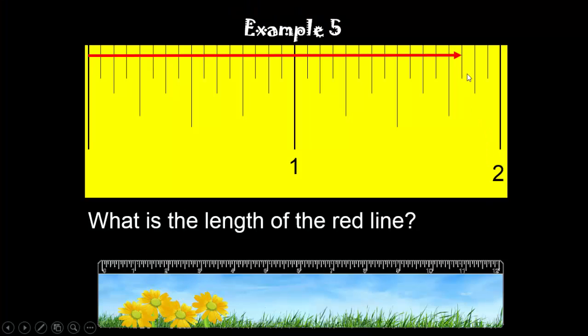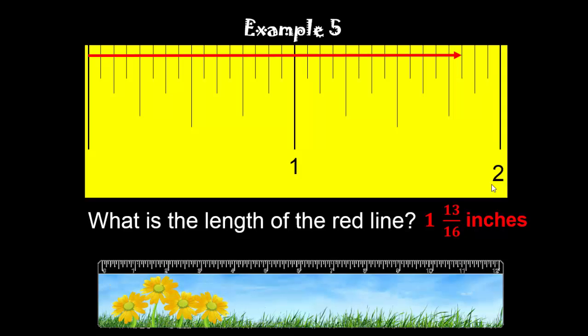In example number 5, we see that the red line stops at one of the smallest ones. So that means we have to count all the lines, because if we go straight across here, we bump into everything. So that means there's 1, 2, 3, 4, 5, 6, 7, 8, 9, 10, 11, 12, 13 before we get to the 1, and those little ones are 1/16, so we add the 13/16 to 1, and we get 1 13/16 of an inch.